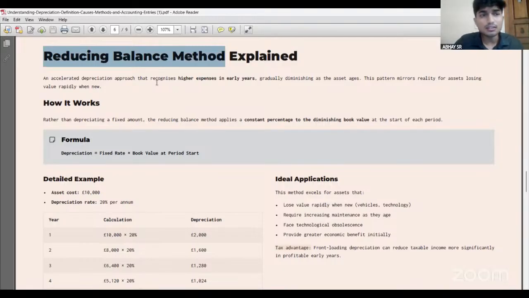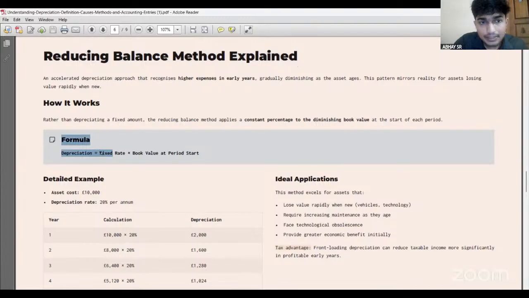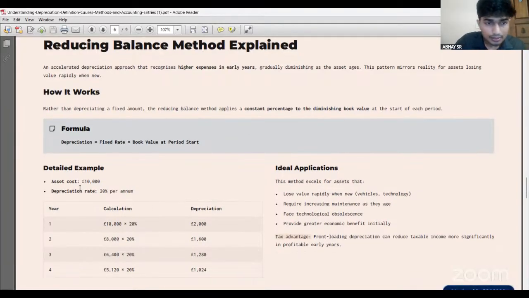So for a better result, practically this is used for different sets, with different percentages. So how does it work? The formula is depreciation. Let's just read the definition. Rather than depreciating a fixed amount, the reducing balance method applies a constant percentage to the diminishing book value at the start of each period. Let's see this example for a better understanding.